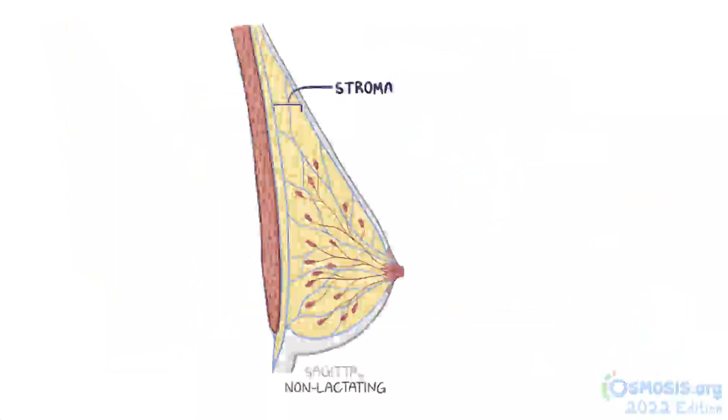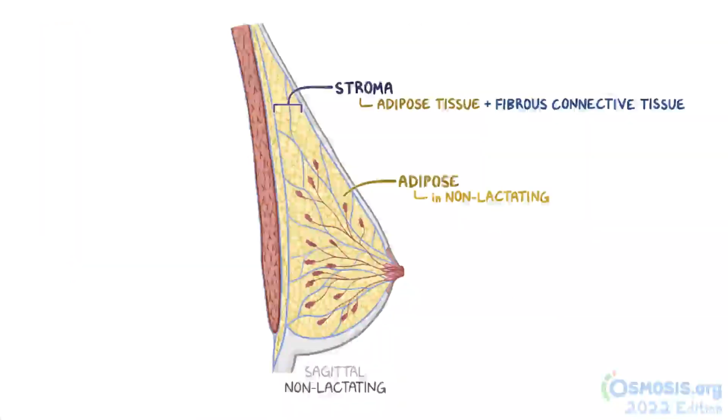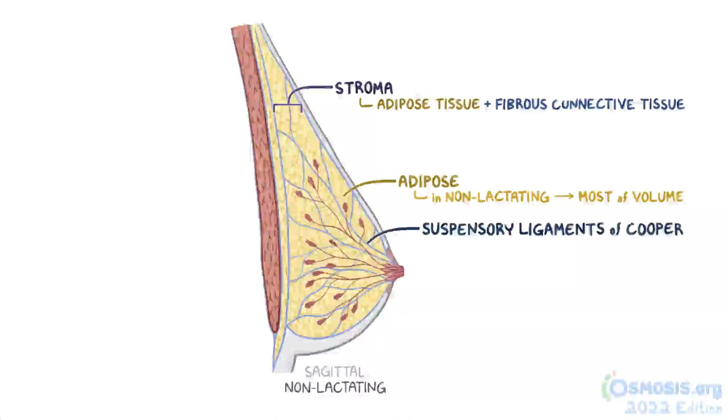Next, the stroma of the breast is composed of adipose tissue and fibrous connective tissue. In a non-lactating state, the adipose tissue is situated between the lobes and makes up most of the breast volume. The fibrous connective tissue of the stroma goes on to form fibrous condensations called the suspensory ligaments of Cooper, which firmly attach the mammary glands to the dermis of the overlying skin. These fibrous connective tissue attachments help support the lobes and lobules of the mammary glands.